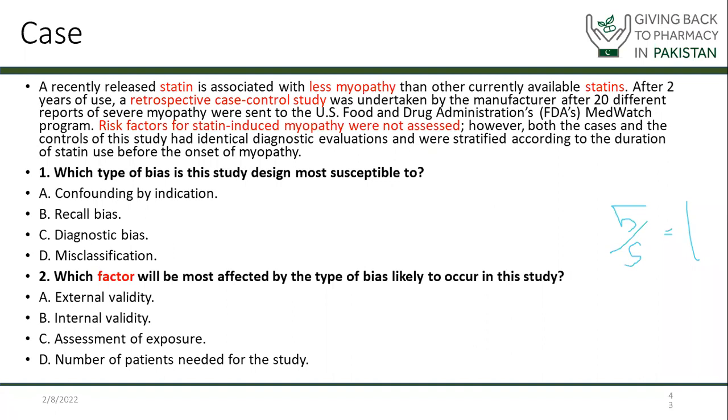Risk factors for statin-induced myopathy were not assessed. However, both the cases and the controls of the study had identical diagnostic evaluation and were stratified according to the duration of the statin use before the onset of myopathy. Which type of bias is the study most susceptible to? Yeah, can anybody tell me? What type of bias is there?